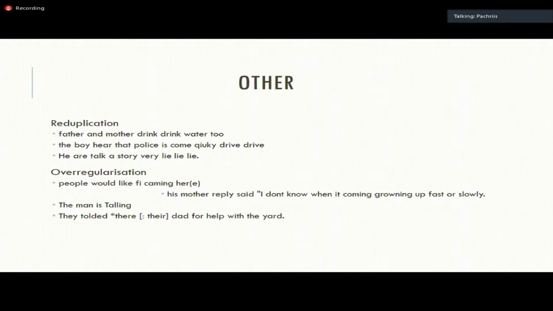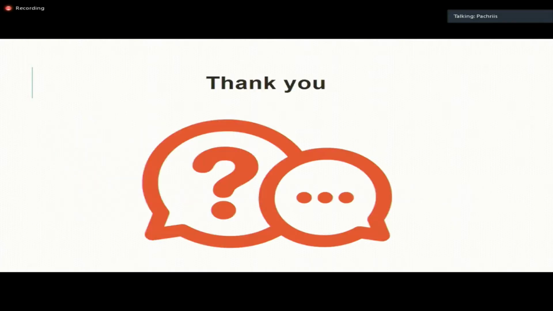"The man is tolling" was the only instance I saw where they added -ing to a root that could not take it and produce "tolling," which I'm not quite sure how to interpret. And I had previously mentioned the "toaded" example.